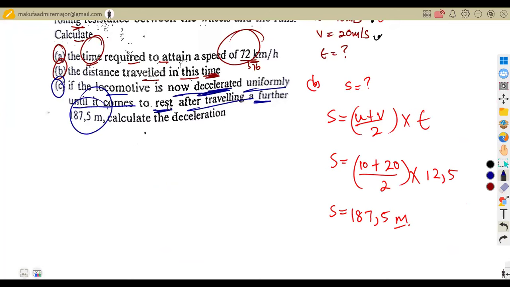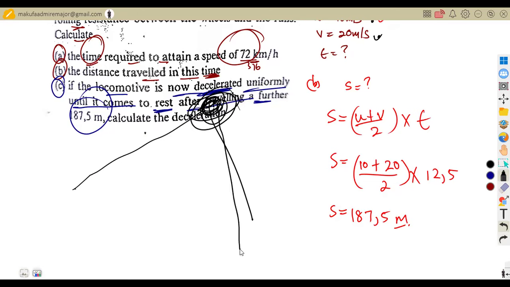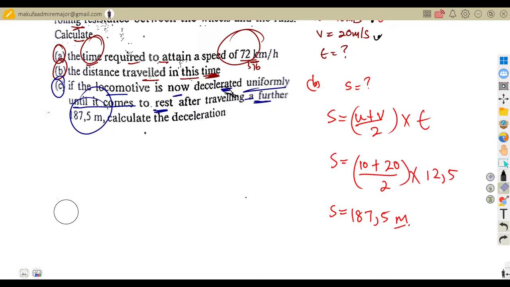But I want us to understand something here. Just consider an object that was moving, going up, and then all of a sudden it is decelerating. At the point where it ended, you are starting from there, going down. So this point is the final velocity, yes, but it is the initial velocity when it is now going down. I hope you understand me here.